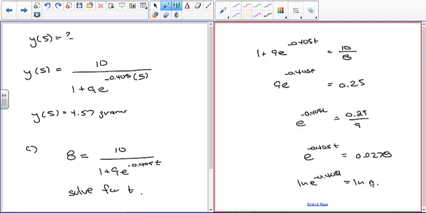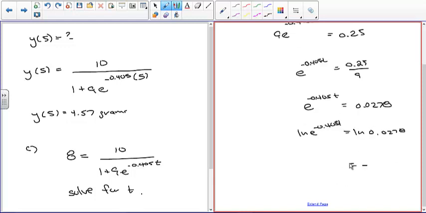So you take the natural log of 0.0278, and that is equal to negative 3.58. So you get negative 0.405 T is equal to negative 3.58. Divide by negative 0.405, and you get 8.8.